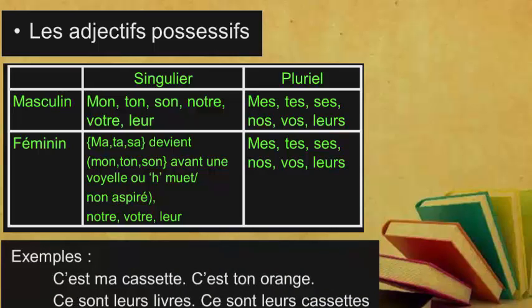Let's have this example. C'est ma cassette. Cassette here is a feminine word that starts with a consonant. There's no problem using ma for it. The word orange is also feminine, but you can't say ta for it, so you will replace it with ton. Okay? Watch this. Ma cassette, ton orange. Ce sont leurs livres. Ce sont leurs cassettes. Two plural words, masculin et féminin. We use the same article for them. Okay?